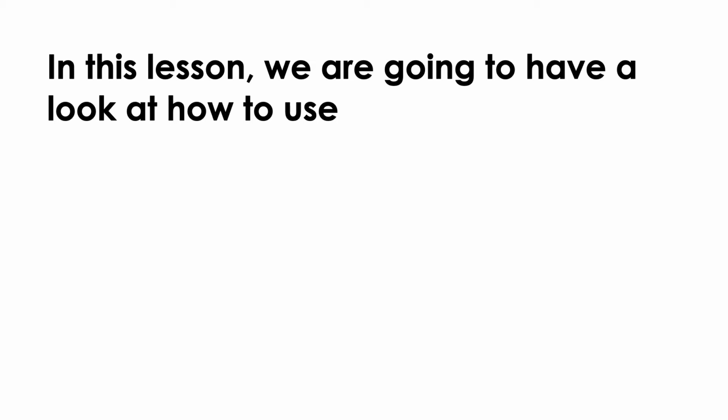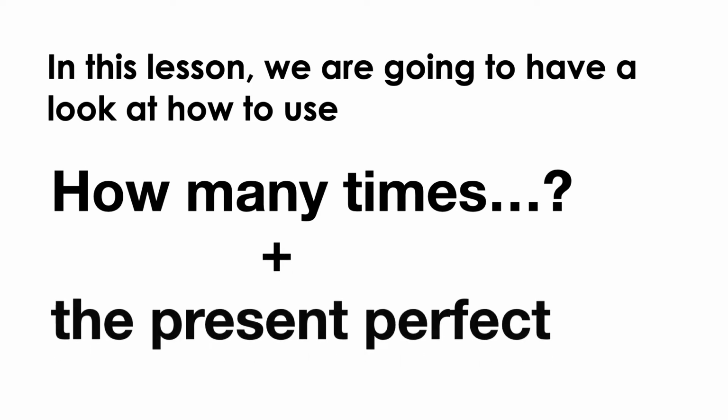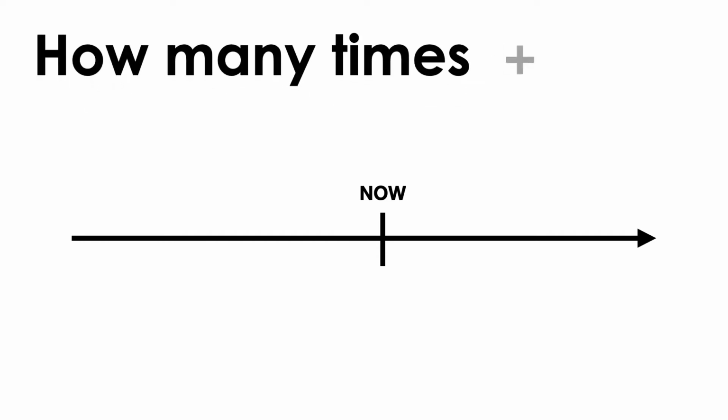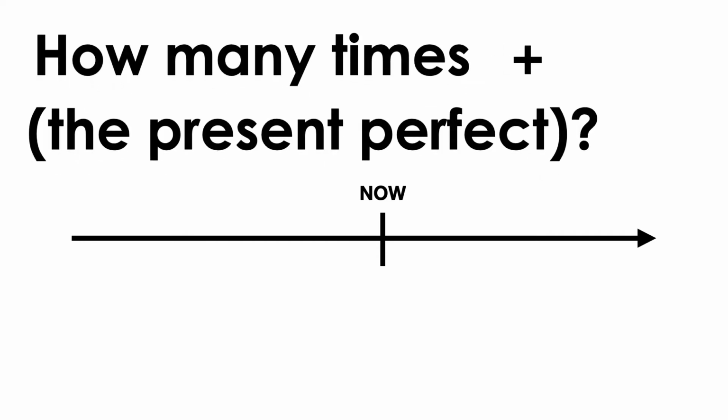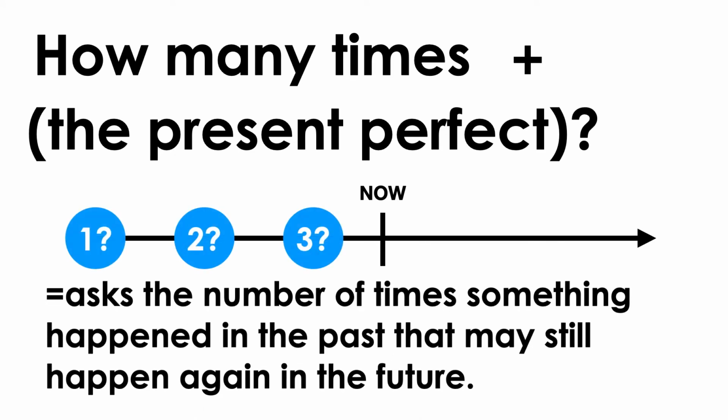In this lesson, we are going to have a look at how to use how many times plus the present perfect. How many times plus the present perfect asks the number of times something happened in the past that may still happen again in the future.